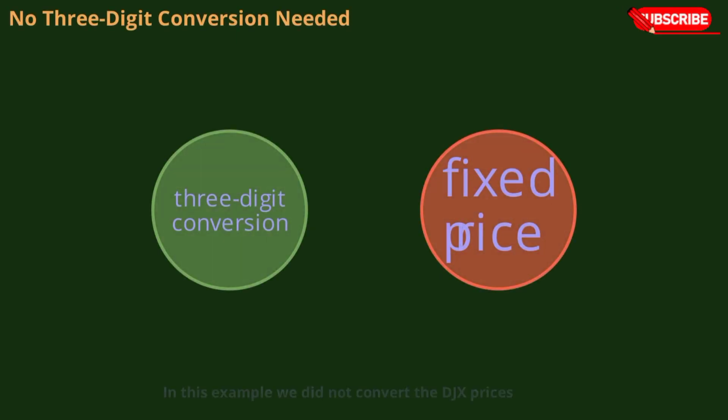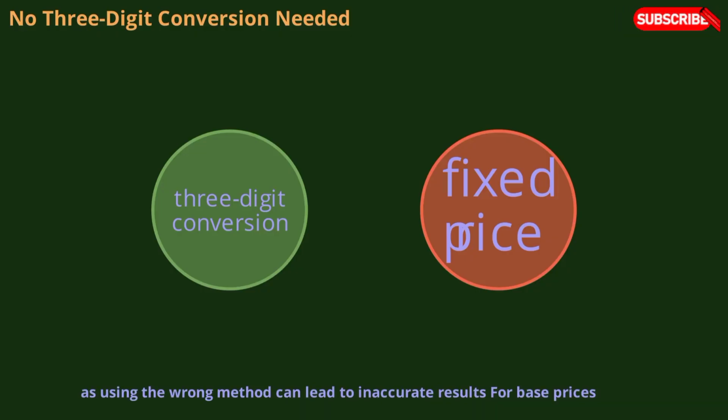In this example, we did not convert the DJX prices to 3 digits before performing the calculations. This is because we were working with fixed prices, not price ranges. It's important to recognize when such conversions are necessary, as using the wrong method can lead to inaccurate results. For base prices, stick with the natural price values for your degree calculations.